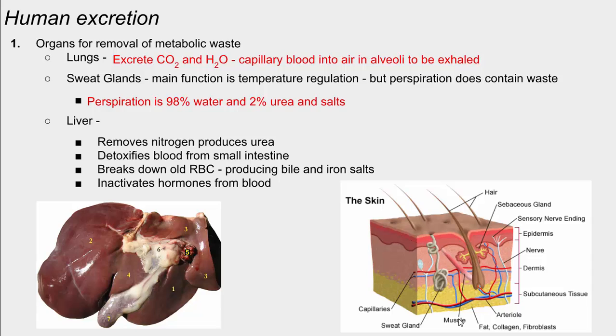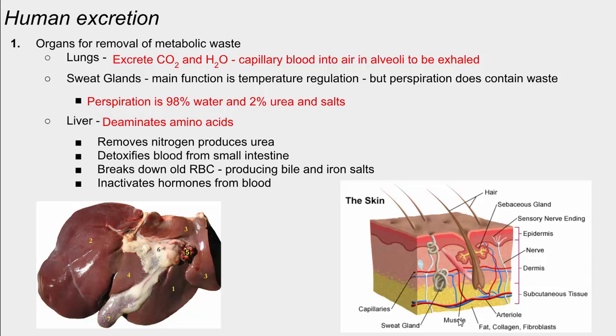And then the liver. The liver is an important organ for many different reasons, but it fulfills some excretory functions. The liver is where the amino acids are actually deaminated, where the amino group is stripped off and dealt with. So the liver removes that nitrogen and produces urea. It transforms that nitrogen into a less harmful source.